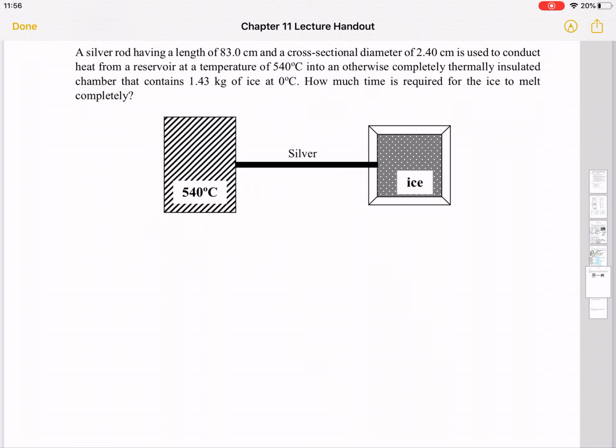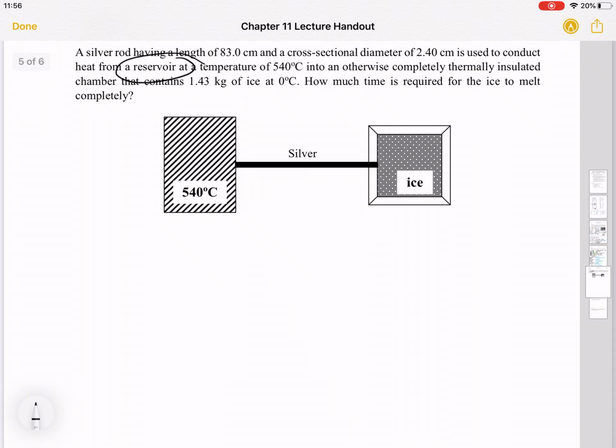Where in your life would you see an example like this? Now, this is completely constructed for a physics example. That's okay, though. Not every example can be a real life example. So let's talk about this for a second.